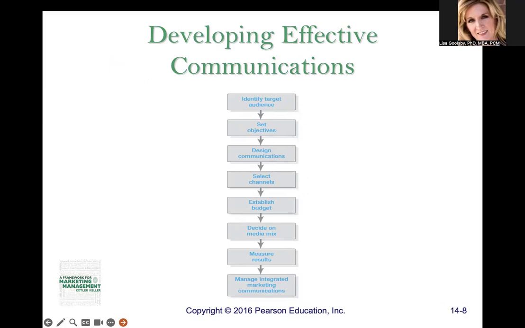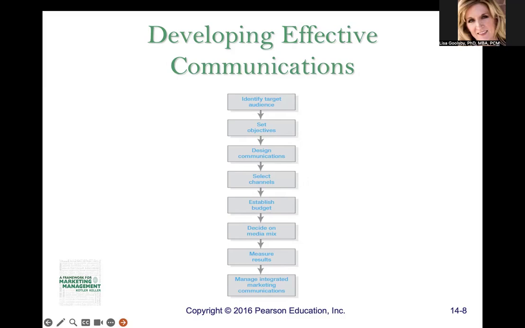That first step is going to be to identify, obviously, your target audience. That's step one. I already mentioned you've got to know your audience in order to be able to effectively communicate with them. You need to set objectives for your communication. And remember, inform, persuade, remind. Those are some common things that we want to set out to do with our consumer. Then you need to design that communication, select your channels. How are you going to get this message to that consumer? Need to have a budget for that because it's going to cost you money to reach that consumer.